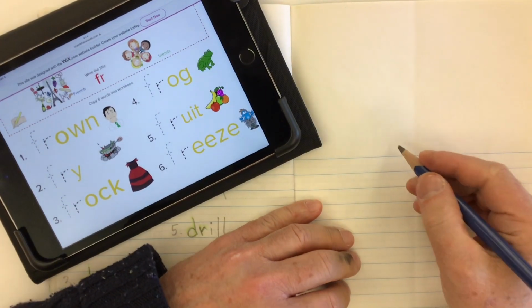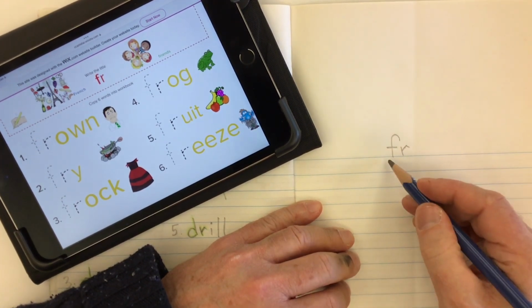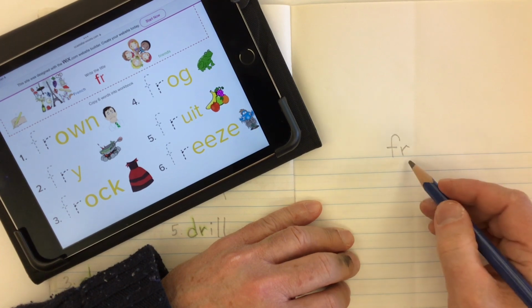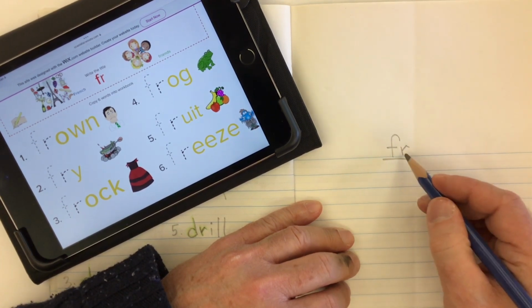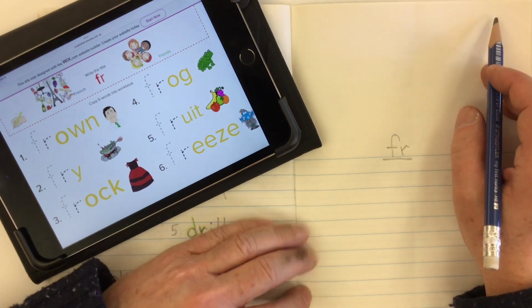This week in phonics, we're going to do the consonant blend FR, FR, fur, fur. So let's put our title there, FR. Put our date up at the top of the page for whatever day it is for you.